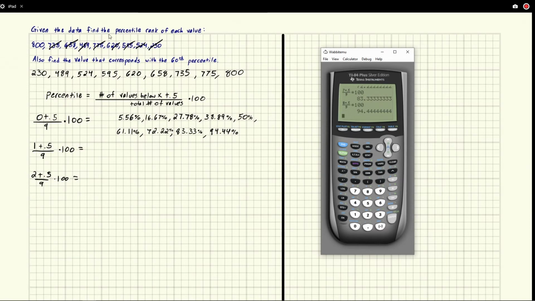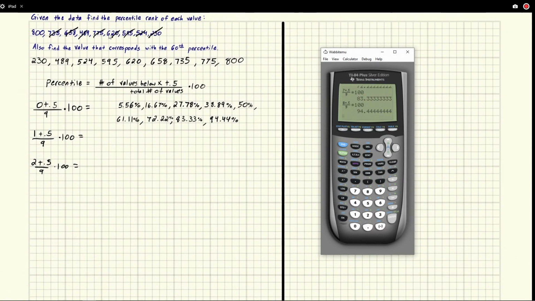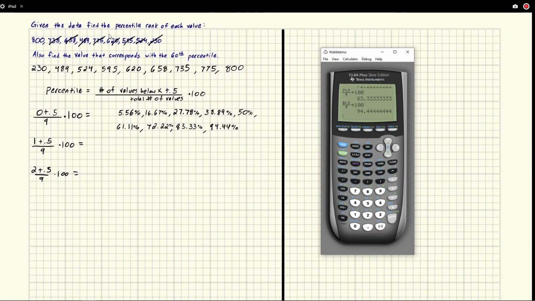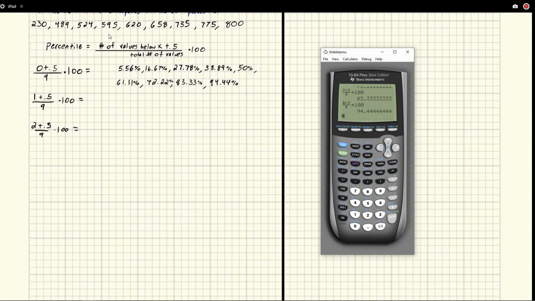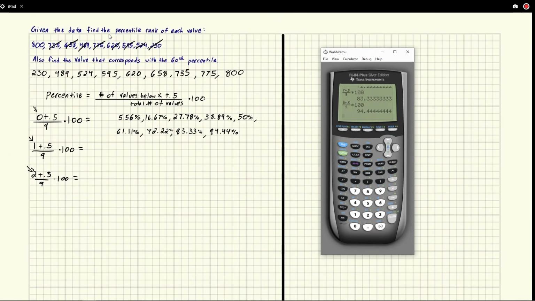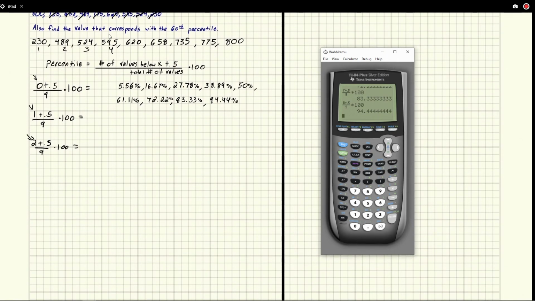So let's go ahead and find the value that corresponds with the 60th percentile. Now we're kind of working backwards, right? So we were given a number here. This number is kind of like a marker on where it was, like an index, right? So we started off at 1, 2, 3, 4. We're going to get this index back and then look for the number that it goes with. Sometimes it's not directly in our set, so we have to calculate it.